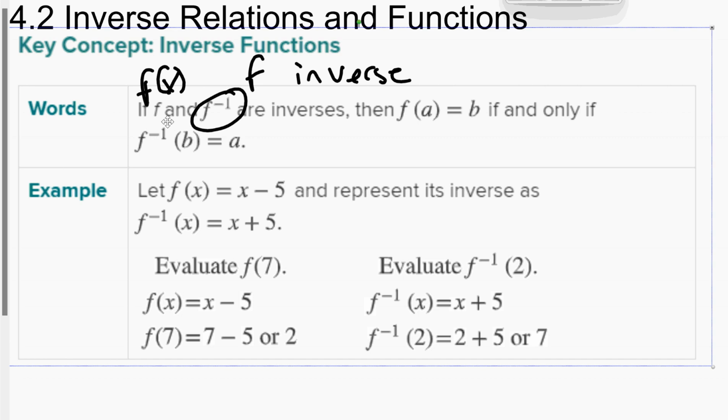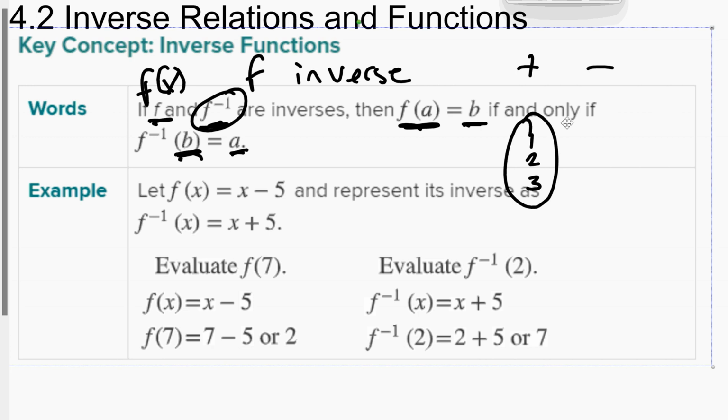Okay? So if we have two functions, f and its inverse, inverse kind of means going backwards, like adding and subtracting, we're going backwards, right? Multiplication, division, going backwards, okay? Then f of a equals b if and only if I plug b into the inverse and I get a. What that means is if I have some numbers 1, 2, 3, and I plug those numbers in and I get, say, x, y, z.